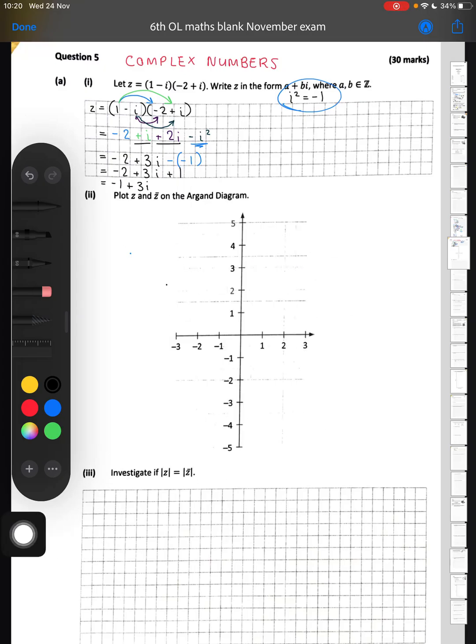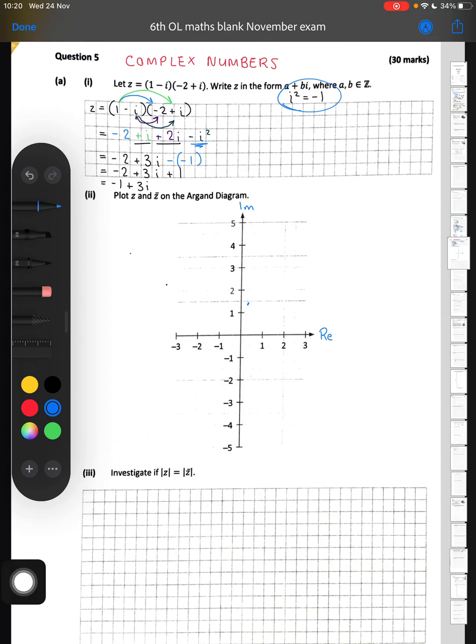Okay, to plot this on the Argand diagram, remember the real axis is the horizontal axis. The imaginary axis is the vertical axis. If things are real, they're grounded, the ground is horizontal. If things are imaginary, they can be up in the air. Okay, this is the imaginary axis.